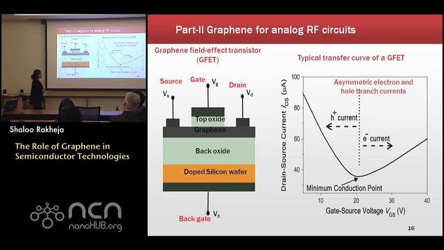The typical transfer curve of a graphene field effect transistor looks something like that, and it has a minimum conduction point, which we call the Dirac point. And to the left of this Dirac point, we have the hole current, and to the right of the Dirac point, we have the electron current. And this is an ambipolar transfer characteristic, and it's very interesting. This novelty of graphene does not exist for silicon transistors, which are unipolar transistors, and we can use this for building frequency doubler circuits with a single device, something that is not possible with silicon transistors.